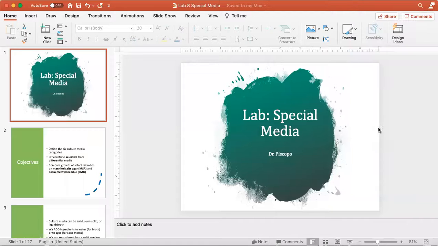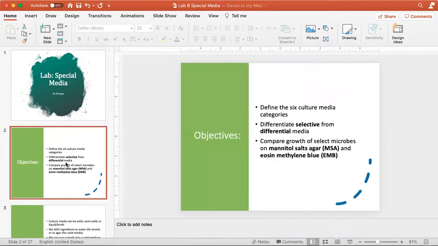So what you should see on your screen right now is the title slide for our lab today called Special Media. And this is a list of our objectives for the day. The first thing we're going to do is talk about 6 different categories of culture media, just in general. We've already talked about a couple of these, haven't we? We've talked about chemically defined media. We talked about complex media. We talked about transport media. So we're going to add in 3 more categories of media and why we use them.